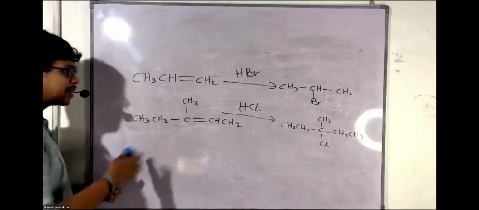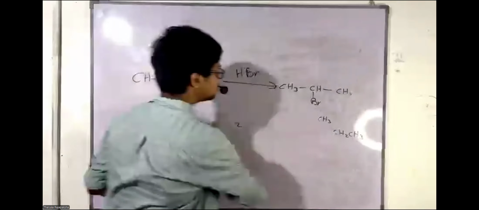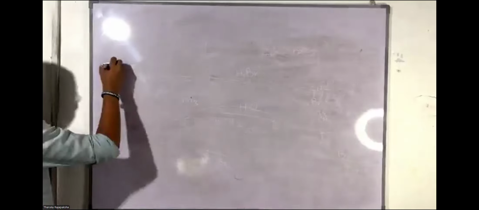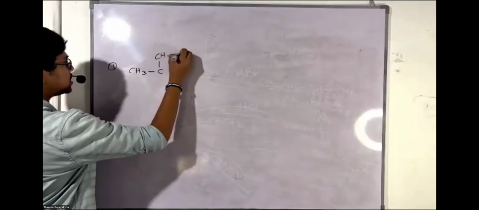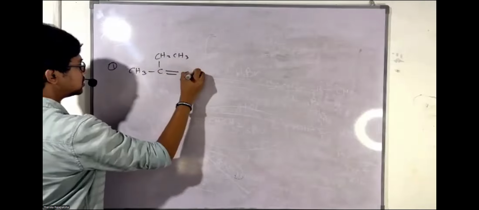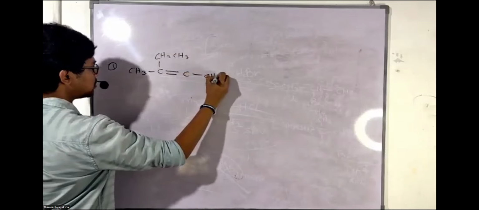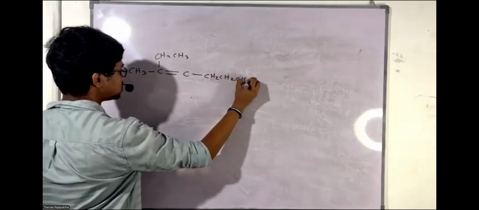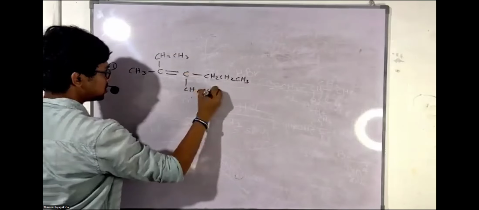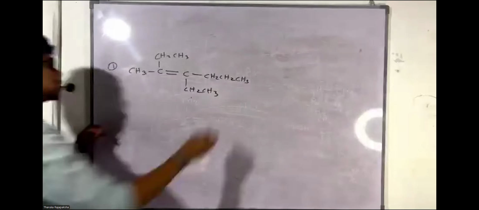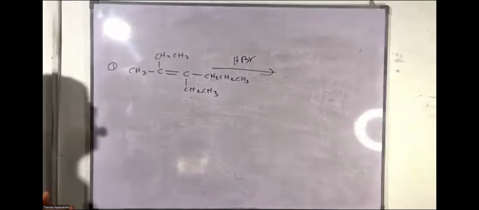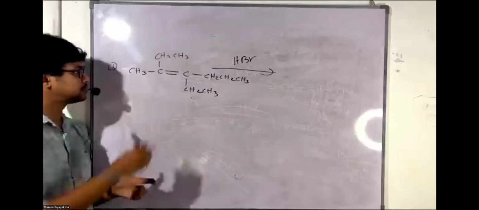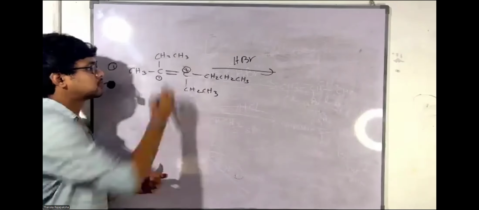So I want to write the product of this. Number 1: CH3, CH2, CH3, double bond, CH2, CH2, CH3. So you're going to react this with HBr. So you tell me, to which carbon does the Br attach? 1 or 2?